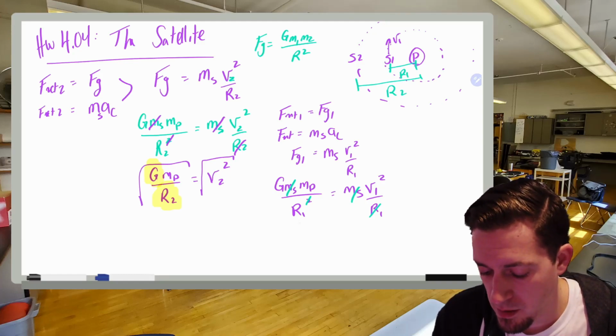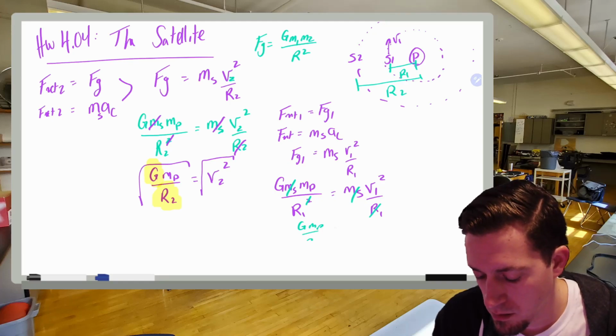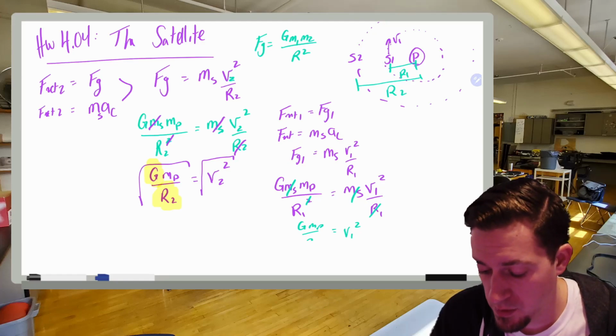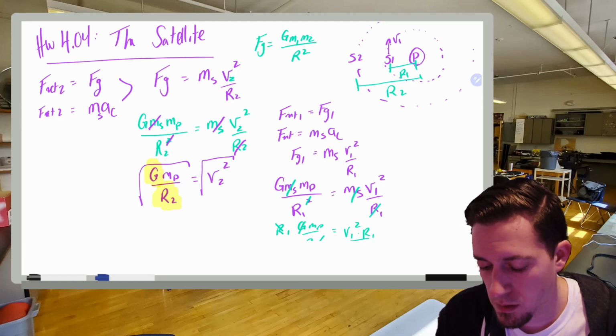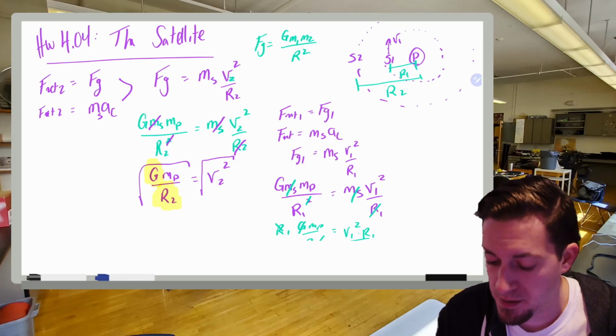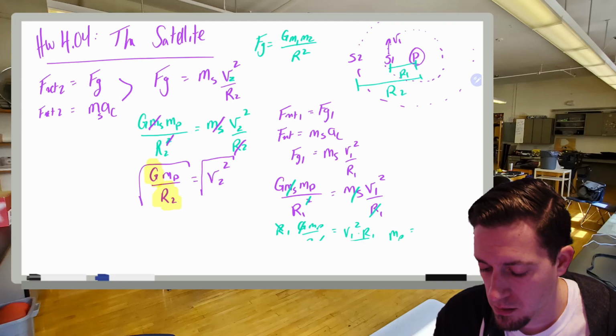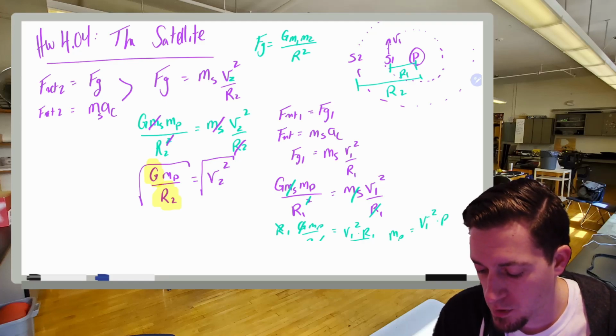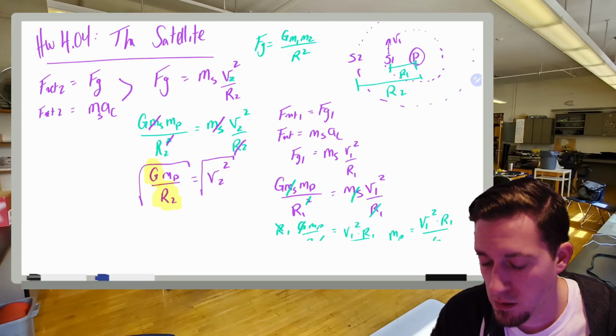And I'm left with big G, mass of the planet, divided by R1 is equal to V1 squared. Multiply both sides by R1. Divide both sides by big G. And now I have the mass of the planet: just V1 squared times R1, all divided by big G.